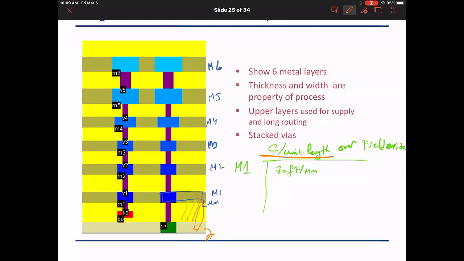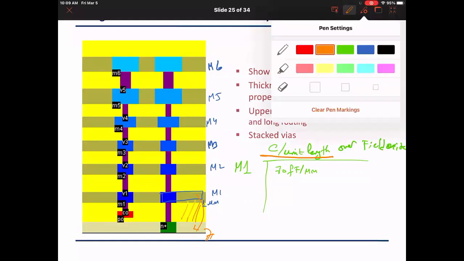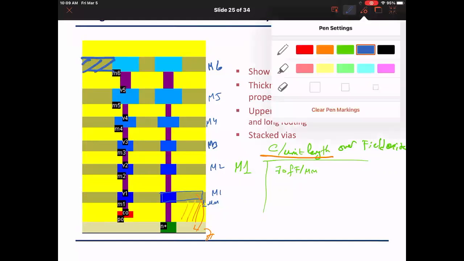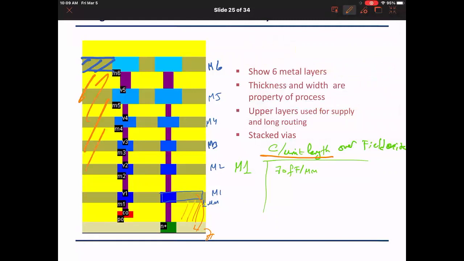In a similar fashion, if I happen to have a piece of metal 6 running, it also has capacitance through multiple layers, many layers of oxide, if no other metal runs under it with respect to the substrate, so it will have some capacitance. But what happens to metal 6? It is far, right? So for metal 6, the capacitance per unit length over field, if there's nothing else below it, I just have a long metal 6 wire, it may be lower, maybe 40 femtofarad per micrometer.